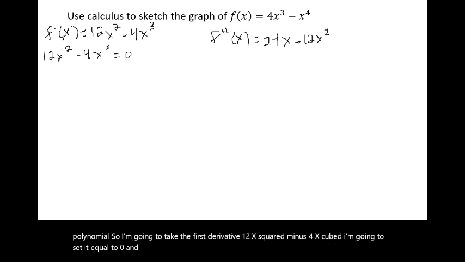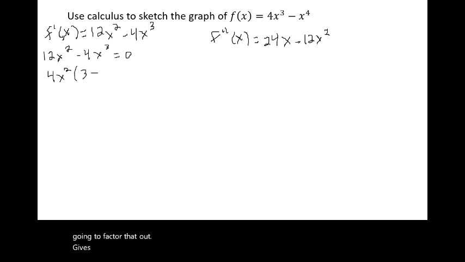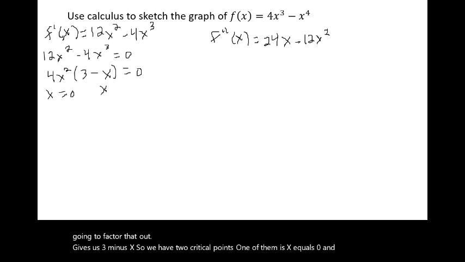So there is a common factor here of 4x squared. So I'm going to factor that out. Gives us 3 minus x. So we have two critical points. One of them is x equals 0, and the other one is x equals 3.